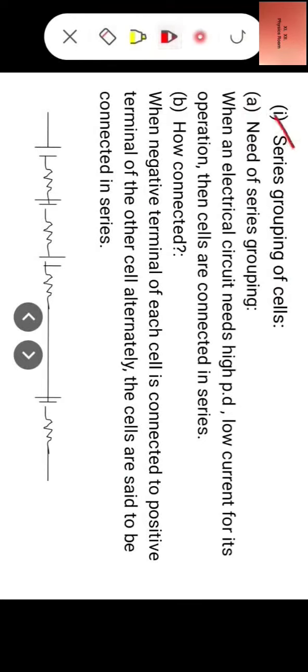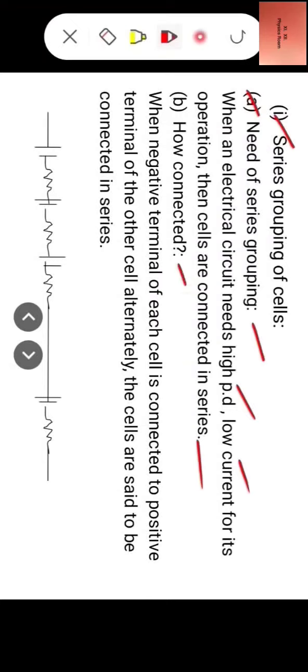First, series grouping of cells. A. Need of series grouping. When an electrical circuit needs high PD and low current for its operation, then cells are connected in series. Now, how cells are connected in series?